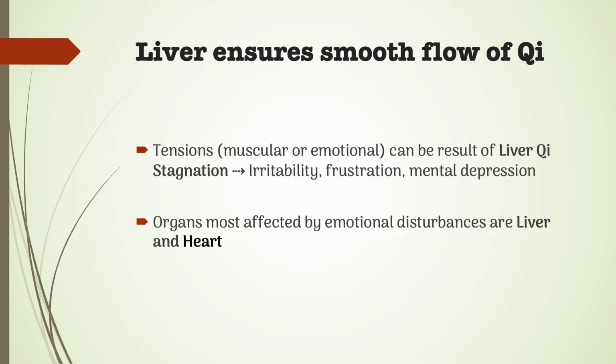Tensions, which may be muscular or emotional, can be the result of liver qi stagnation that leads to irritability, frustration, and mental depression. Organs most affected by emotional disturbances are liver and heart.